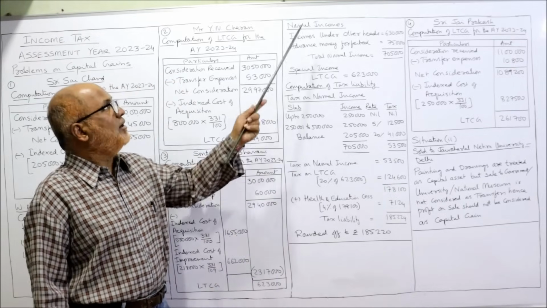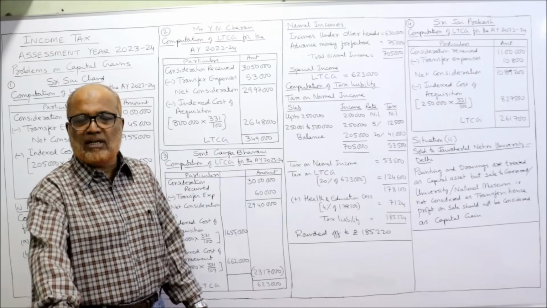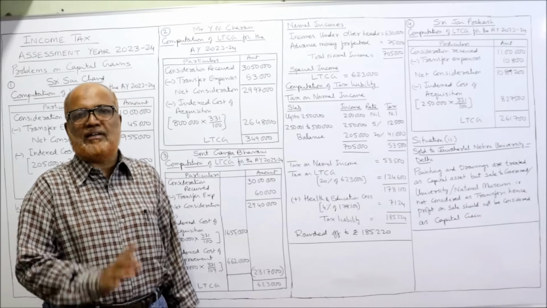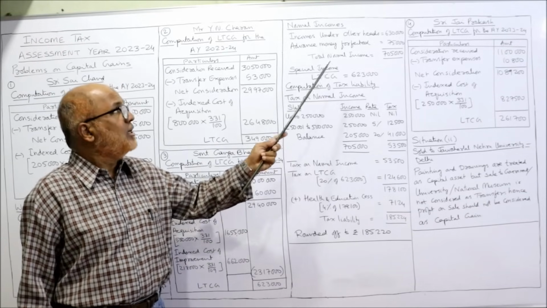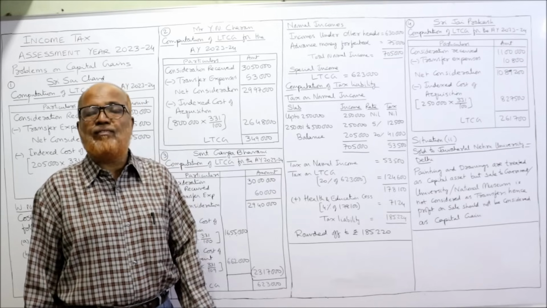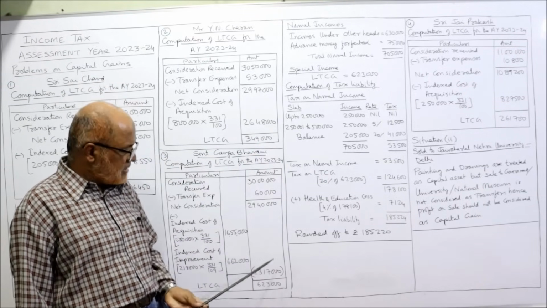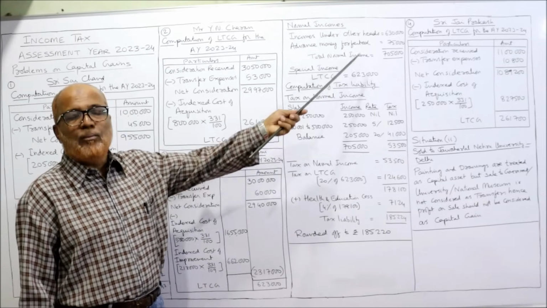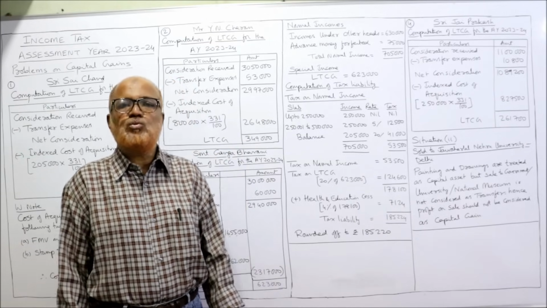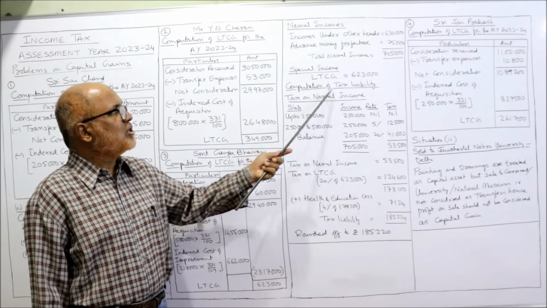So first we calculate normal income. Income from other sources given in the problem is 6,30,000. Apart from that, the advance money received and forfeited is also income from other sources, so advance money forfeited is 75,000. So total normal income is 7,05,000. Now special income is LTCG, which is 6,23,000. Both incomes should not be added because we have separate rates of tax. So first we calculate the tax on normal income. Computation of tax liability.